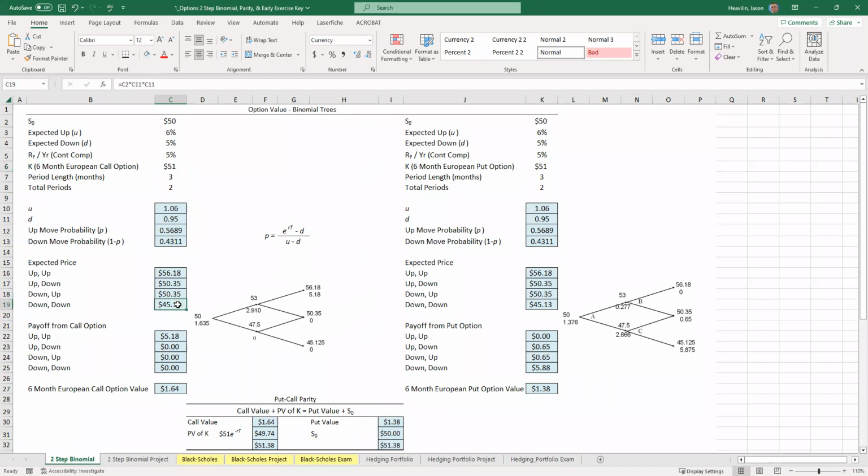Same story here. The down and down situation is 45.13, or 45.125. That number is less than the strike price, so you don't want to exercise it, because you don't want to buy it at 51 and sell it for less than 51. So therefore, that's zero.